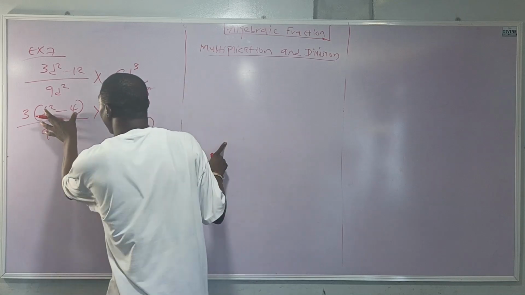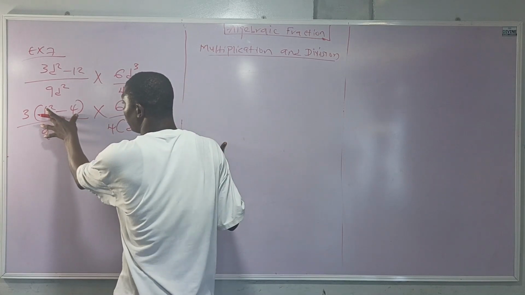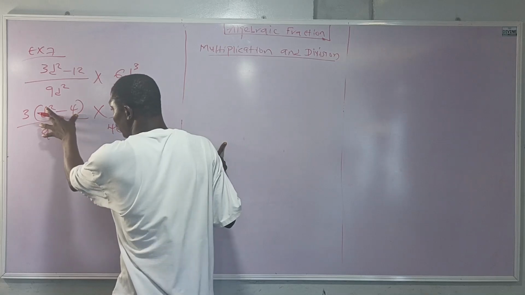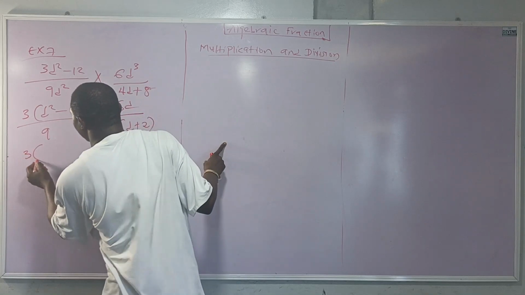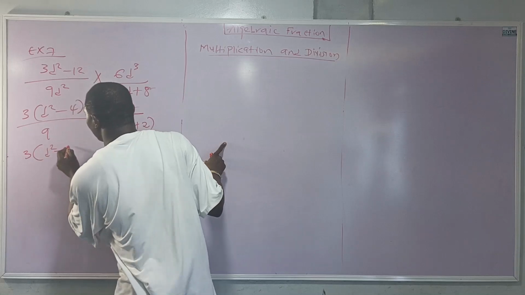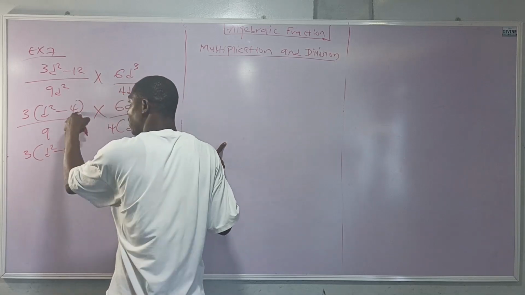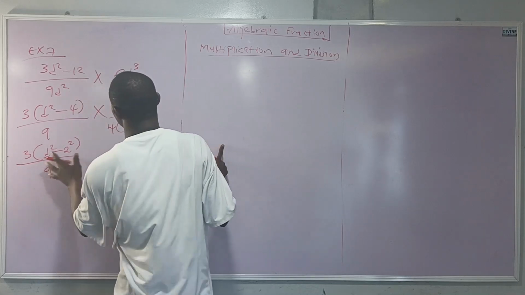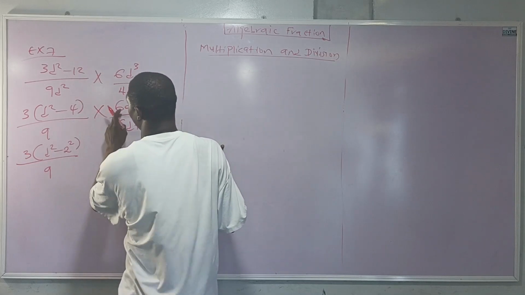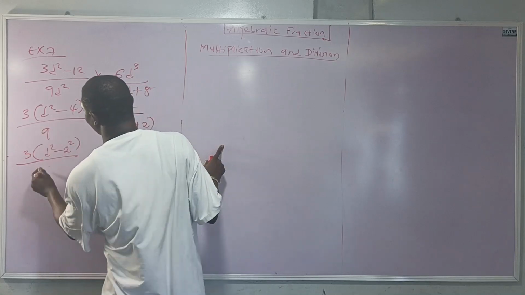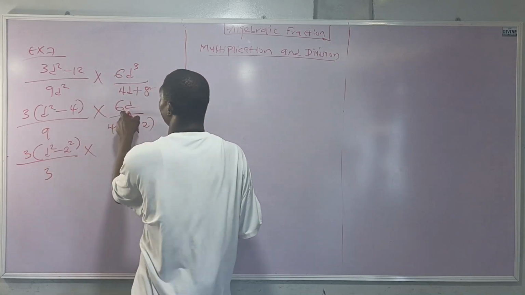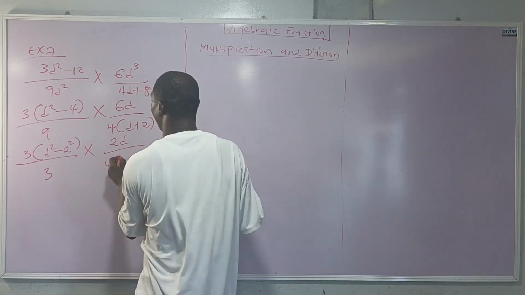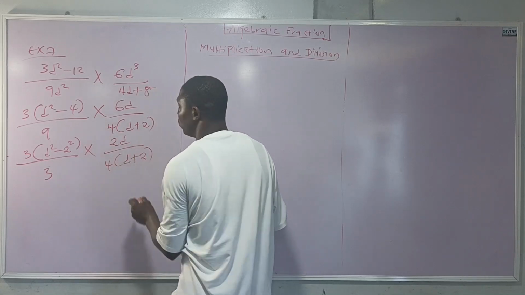Now this can also be operated using difference of two squares. So I have 3 brackets, d squared minus 2 squared, because 2 squared is equivalent to 4, all over 9. I can break my 9. 6 and 9 can divide by 3; 3 here will give me 3, and 6 equally will give me 2d. All over 4 bracket d plus 2.